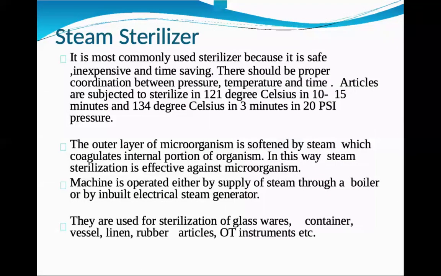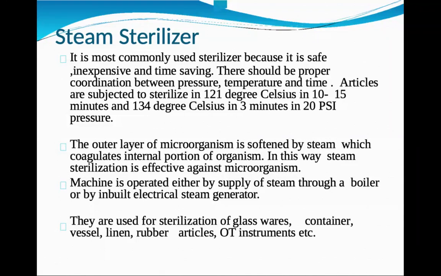Then the second one is the steam sterilizer. It is safe, inexpensive and time saving. There should be proper coordination between pressure, temperature and time. Articles are subjected to sterilization at 121 degrees Celsius in 10 to 15 minutes and at 134 degrees in 3 minutes. So in the case of the hot air oven, they need more time, and in this case it can be sterilized in less time.